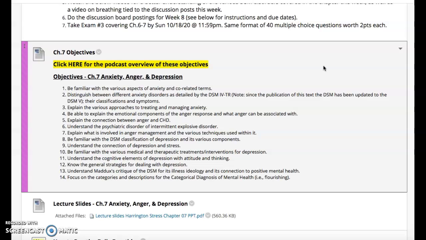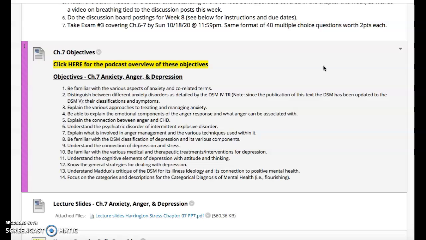I just want you to note that the book mentions the DSM-4, and the DSM has been updated since the publication of the text, so it is now the DSM-5. So just know that the classifications are still the same, that hasn't changed, so all the information is still accurate. But you're going to be looking at generalized anxiety disorder, panic disorder, phobias, OCD, and PTSD.